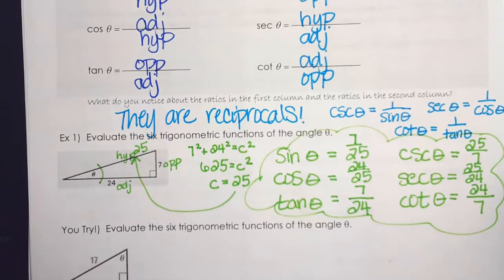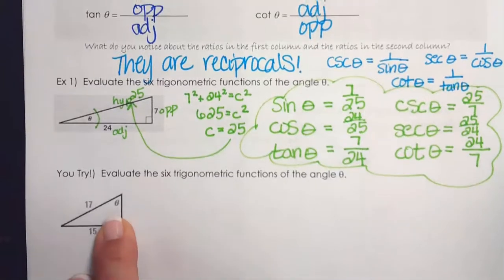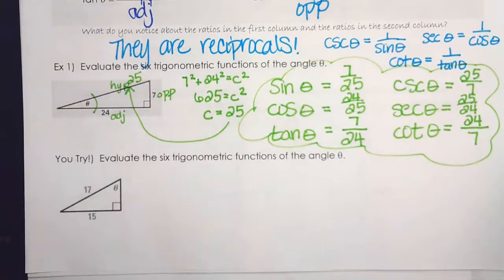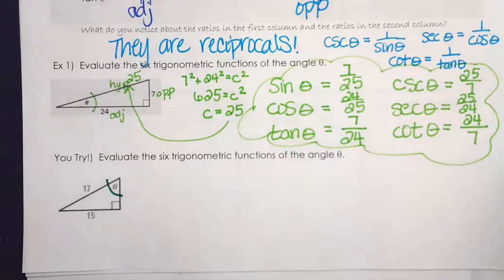That's it, okay? So why don't you guys try this "you try" question. Notice our angle theta is in a different spot here, so make sure that we're looking at this particular angle theta that is marked in this picture and evaluate appropriately and see what we can do to find those 6 trigonometric functions.